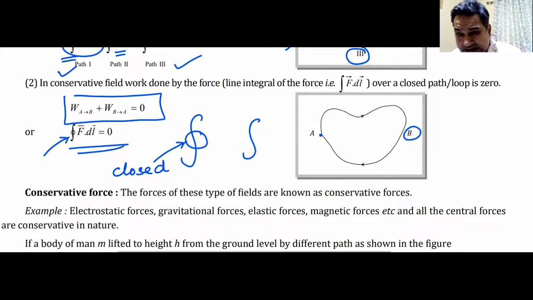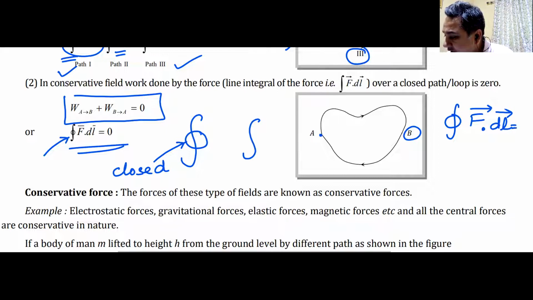Now that is how you write it. How do you say it? You must be knowing the right way of saying this. So you write it like this: closed integral F dot dl. It is written in the form of dl. You can write it in the form of dr also, equal to 0. That is how you express it mathematically.